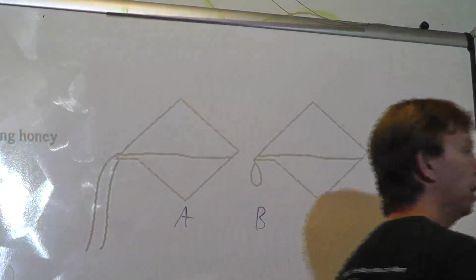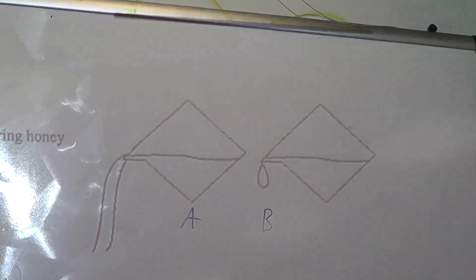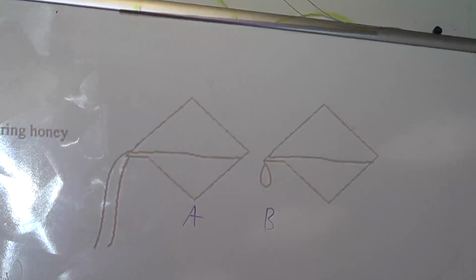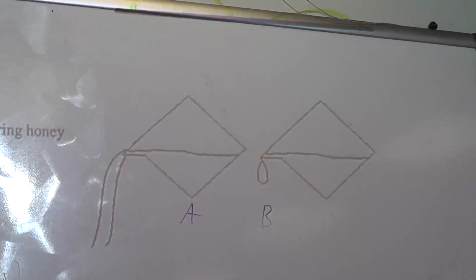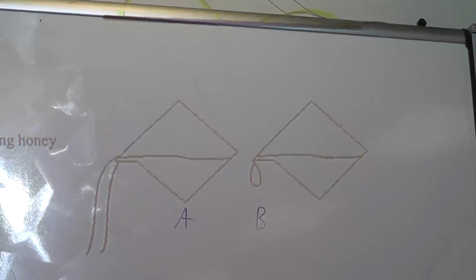Because to flow, they have to let go of their neighbors and slide past each other. And if they've got strong intermolecular forces, they don't want to let go, and they don't want to slip past. They want to hold on and stay where they are. So things with strong intermolecular forces generally have high viscosity.